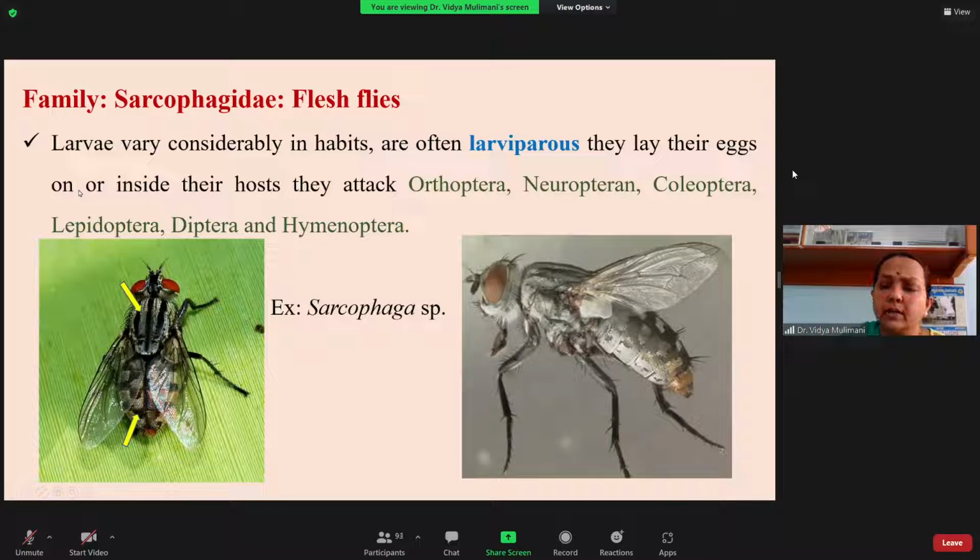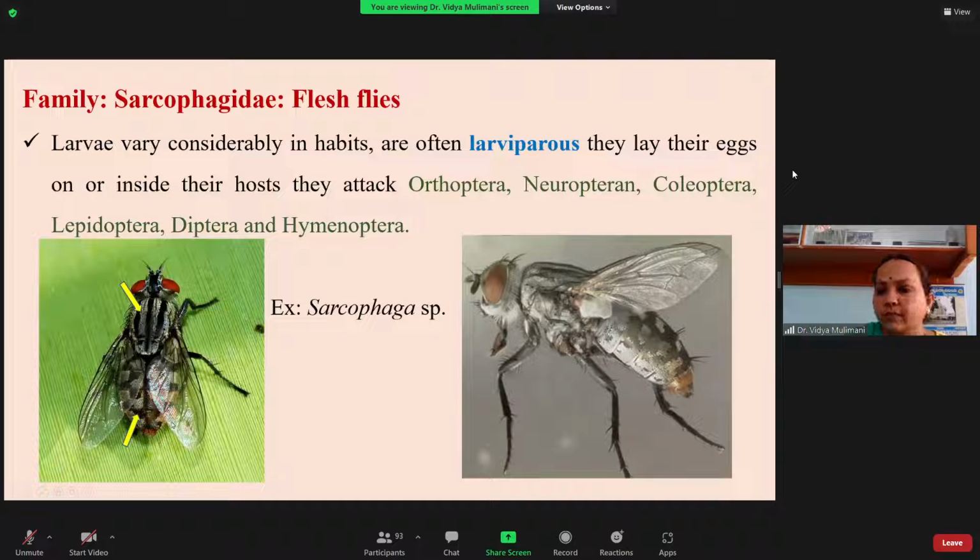So they may be external or internal parasites. They lay their eggs on or inside their host, and mainly the host includes the Orthoptera, Neuroptera, Coleoptera, Lepidoptera, Diptera, and the Hymenoptera. All the major orders you can see here. And the example you have is the Sarcophaga species.